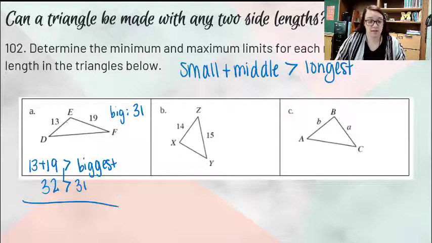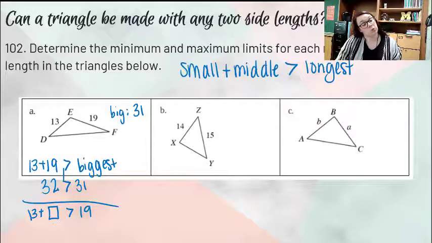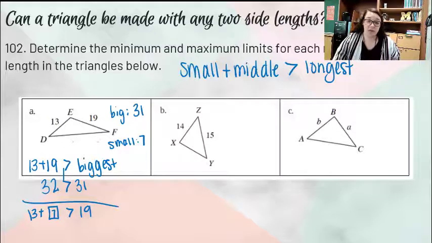All right, now let's say that this side is our smallest side. So 13 plus our smallest side have to be bigger than 19. Well, 13 plus what will be bigger than 19? A little bit bigger than 19 is 20, so this would have to be a 7. So my smallest side would be 7. So this side can range anywhere between 7 and 31 units.